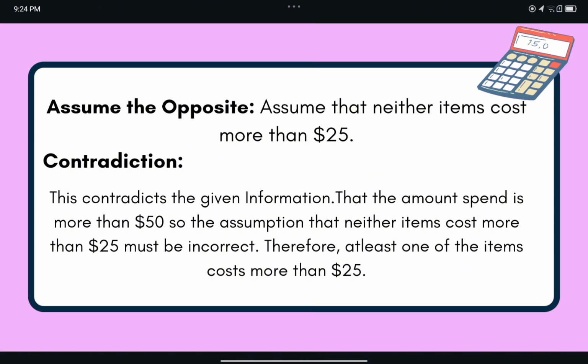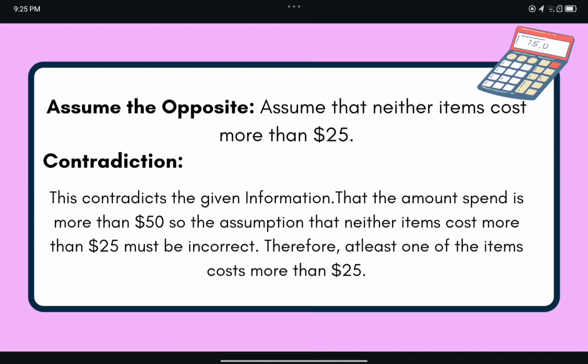And then, the next step, you need to make a contradiction of this. This contradicts the given information that the amount spent is more than $50, so the assumption that neither item costs more than $25 must be incorrect. Therefore, at least one of the items costs more than $25. So the contradiction of this is incorrect because at least one item can cost more than $25.